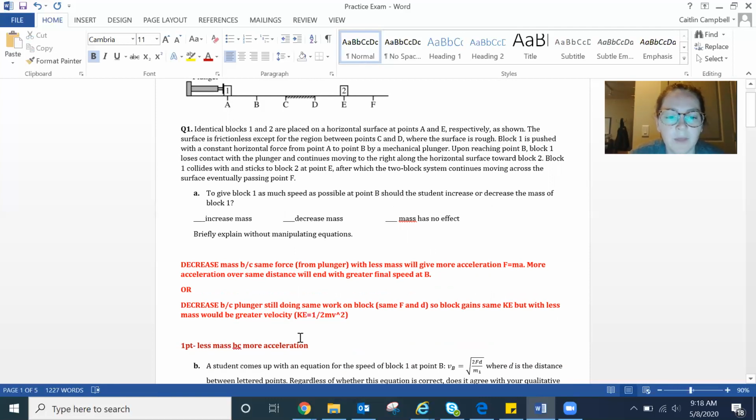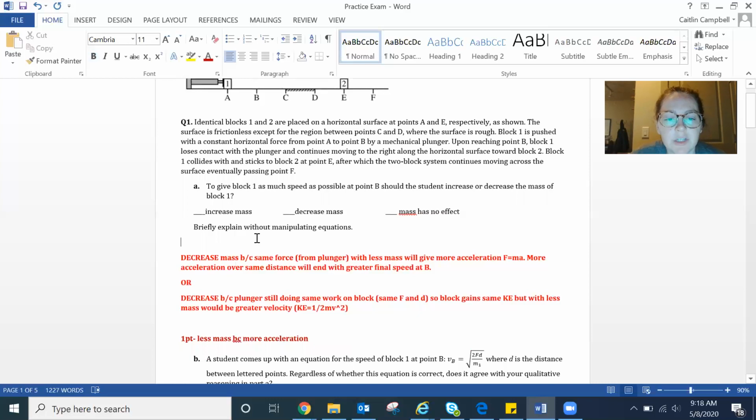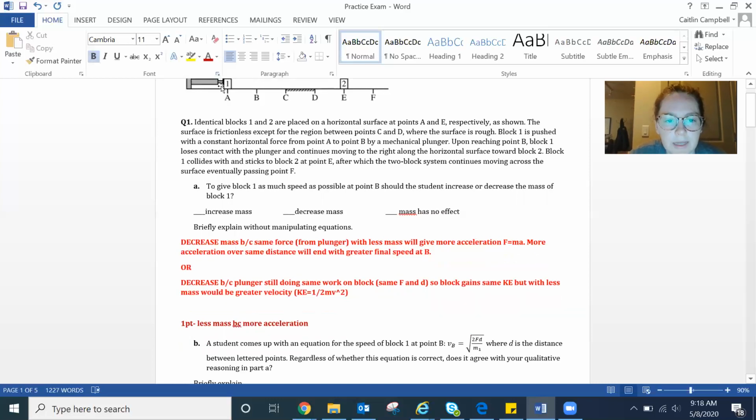you get that point. Now, if you thought about it in terms of energy, so here we're talking about the kinetic energy of the block. This plunger would be an outside force doing work. So you could say, okay, well, the plunger is still doing the same force over the same distance, so it's still doing the same work, which means the block still gains the same kinetic energy because work is your change in energy. But if you have less mass, that would mean greater velocity. Totally valid. I would recommend the first one. I think it's just a little bit easier and more intuitive, but the second is totally valid. That one was worth 1 point.